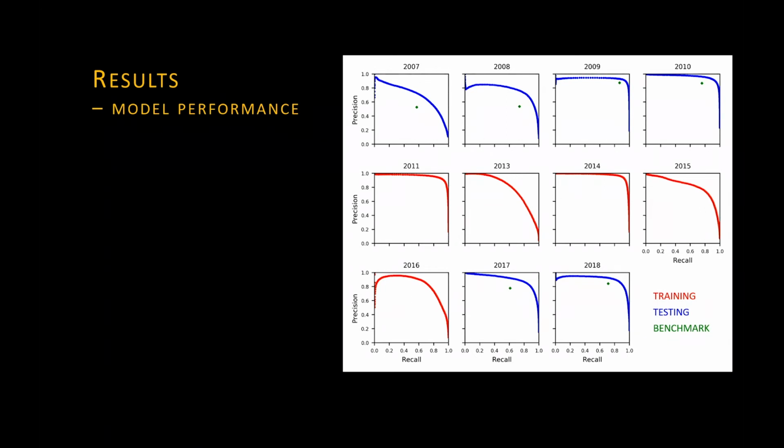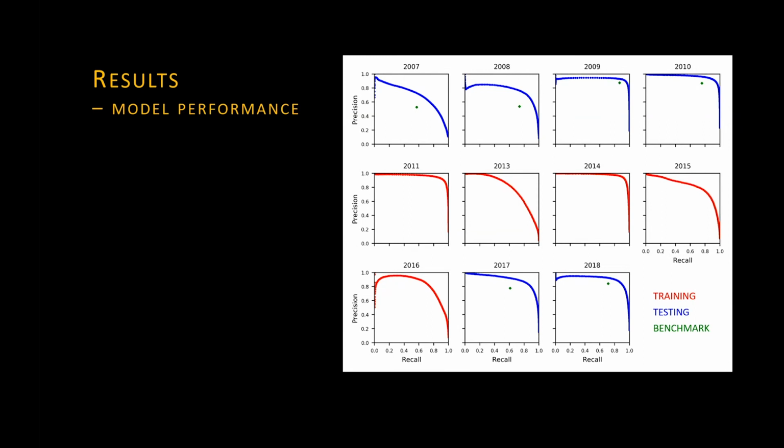Okay, now on to results and model performance. Due to heavy class imbalance, we evaluate the model with precision recall curves. And as you can see, we show these results per year. We have data from 11 years, and we split the data into training and testing by years. So the years with red curves are used for training, and the years with blue curves are used for testing.